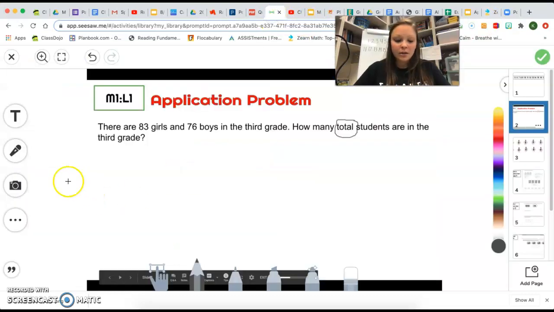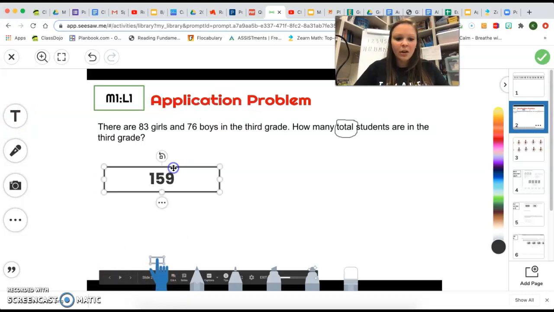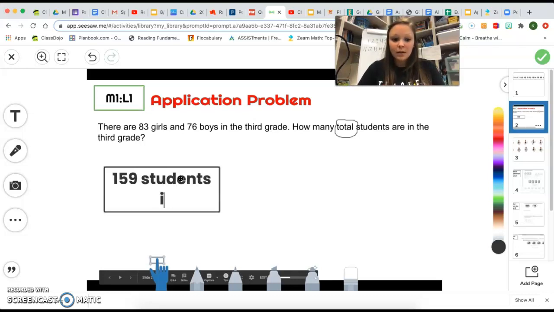So for our answer, we are going to type 159. But we can't just have 159. What do we have 159 of? Do we have 159 elephants? Do we have 159 apples? No, we have 159 students in the 3rd grade.